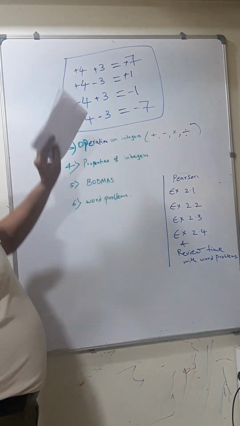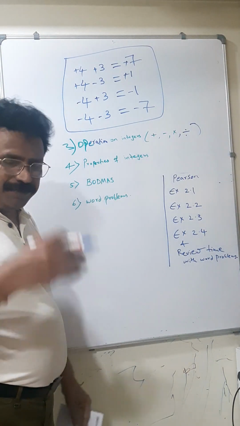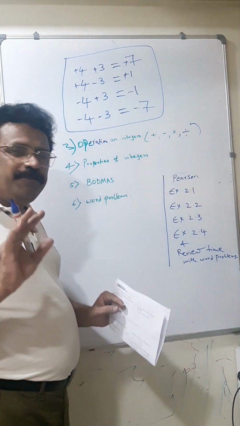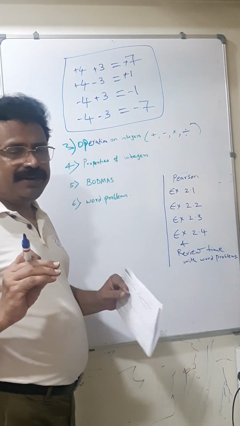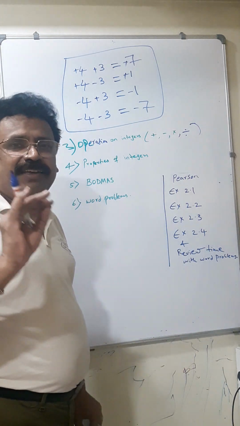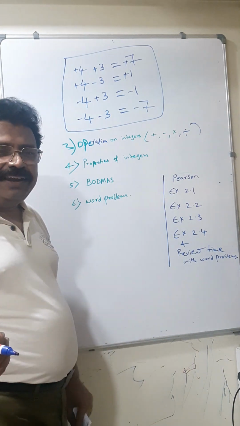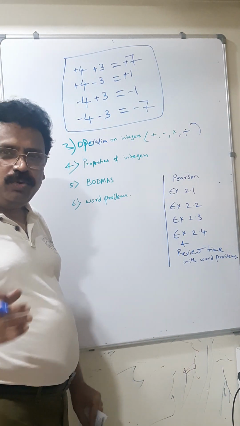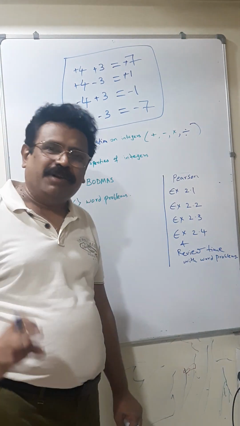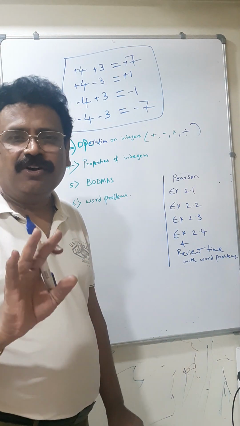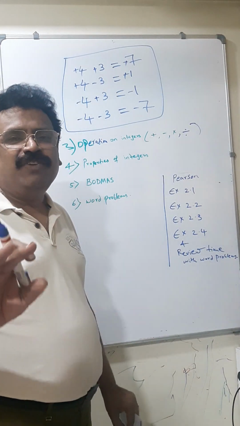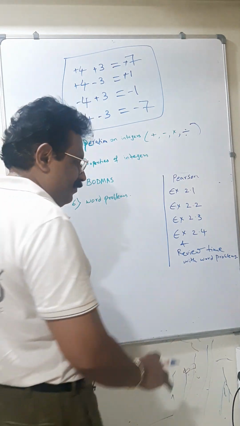I hope this is clear for you, addition and subtraction. There are some properties, some rules pertaining to addition and subtraction that we will do after finishing our exercise 2.1. Before proceeding to exercise 2.2, we will learn some properties, some rules of addition, subtraction, multiplication, and division. Now our next motto is finishing exercise 2.1.